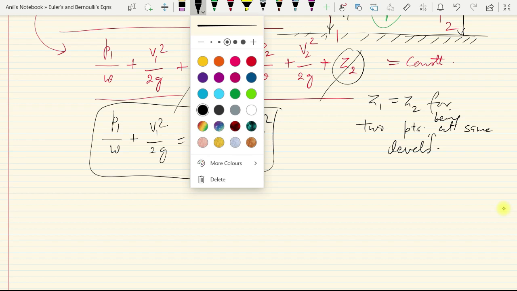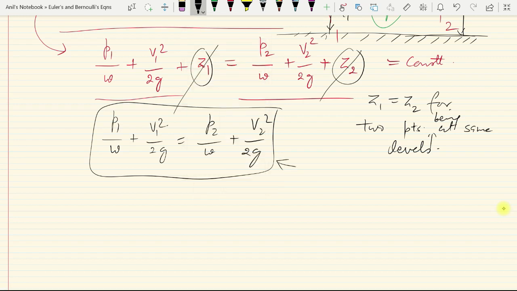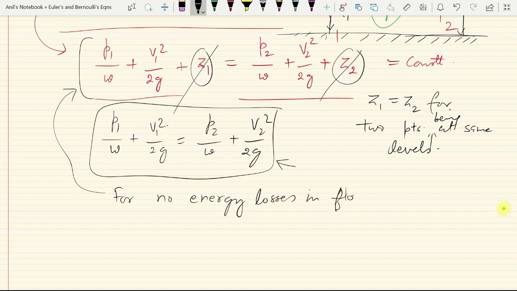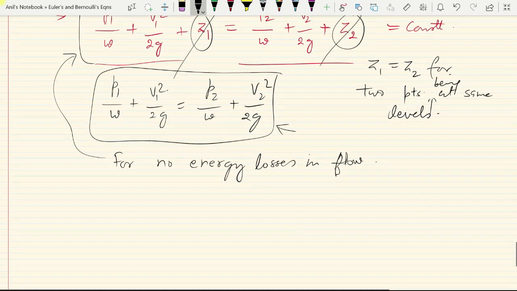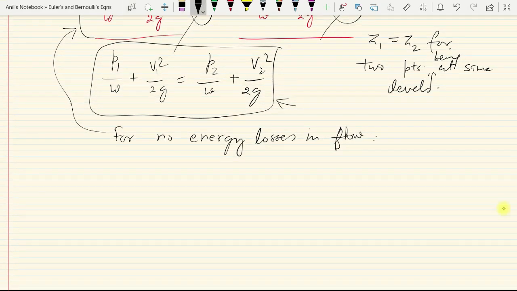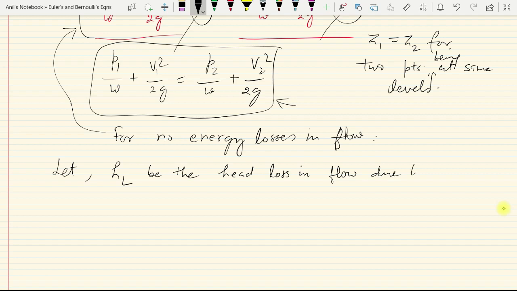Now this equation is valid for no energy losses in flow. That is not a practical case. Practically, there are definitely some losses, and let HL be the head loss in flow due to certain factors.